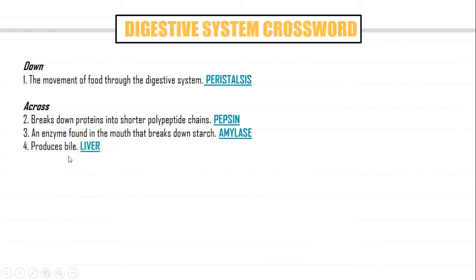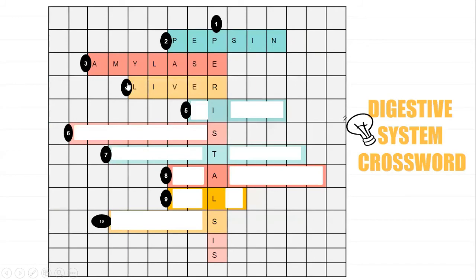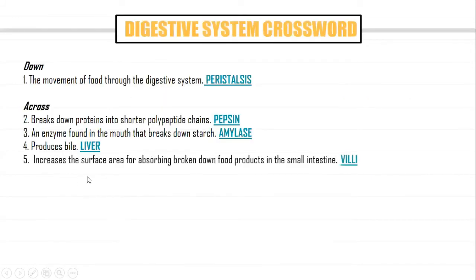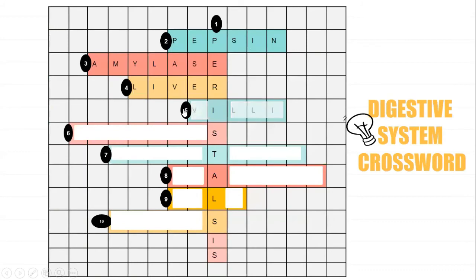For number 4, it produces bile. So the answer is liver. For number 5, increases the surface area for absorbing broken down food products in the small intestine. So the answer is the villi.